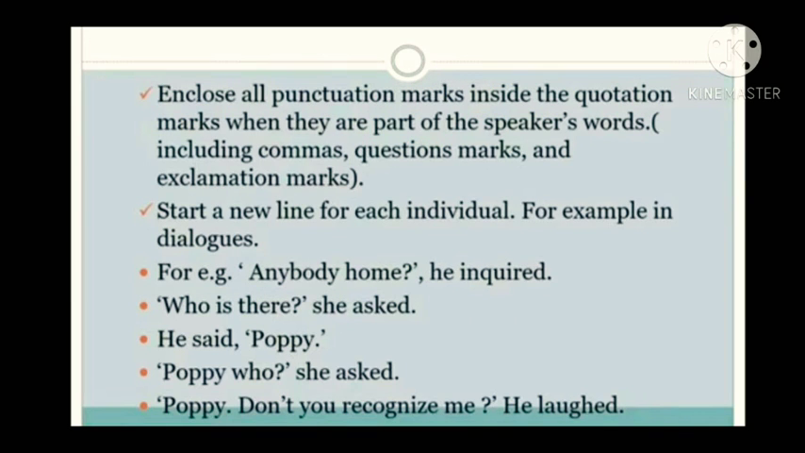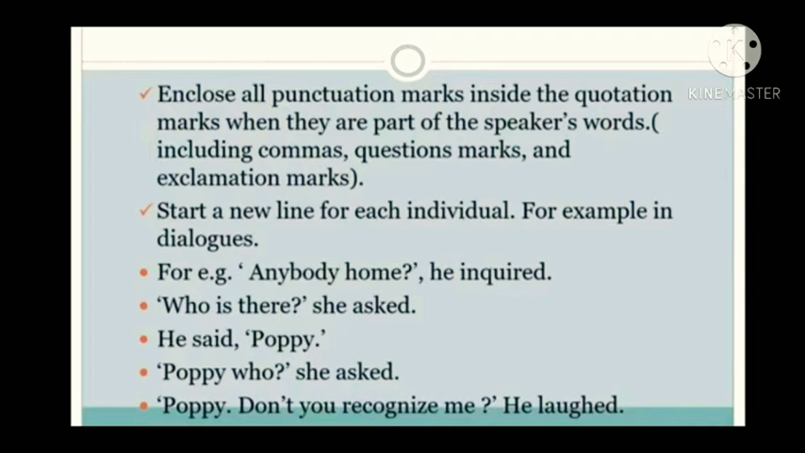अगेन फ्यू इंपॉर्टेंट पॉइंट्स. Enclose all punctuation marks inside the quotation mark when they are part of the speaker's words, including commas, question marks and exclamation marks. यानी कि जो भी मार्क्स पहले से यूज्ड हो चुके होंगे उस सेंटेंस के अंदर, हमको उसको भी उन सभी पंक्चुएशन मार्क्स को भी कोटेशन मार्क्स के अंदर एनक्लोज करना है. Then start a new line for each individual speaker, for example in dialogues.